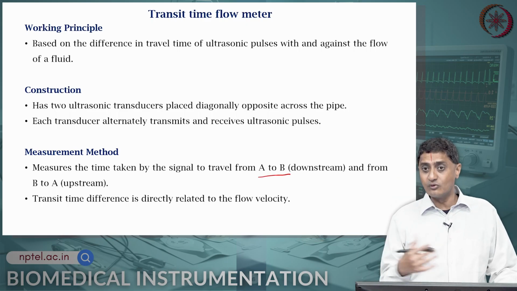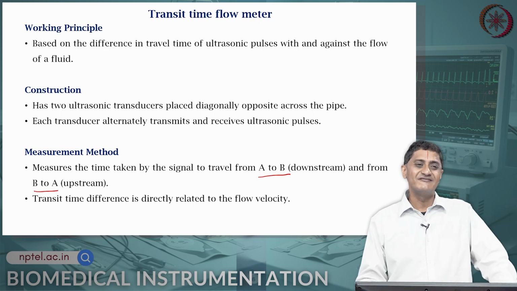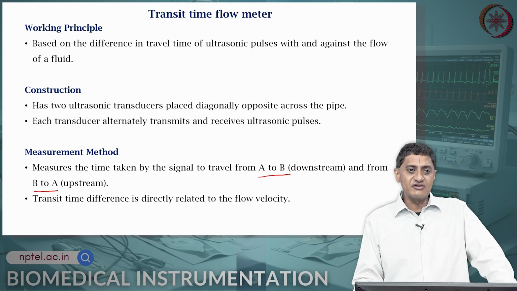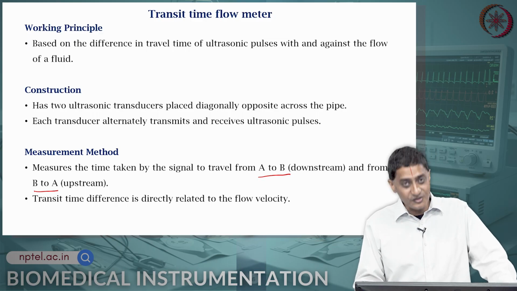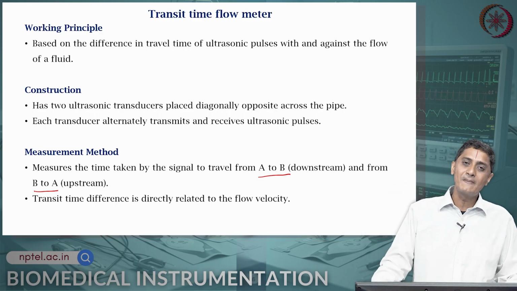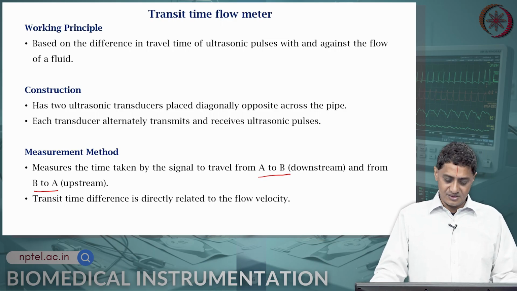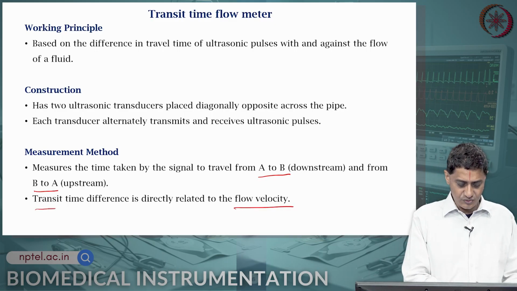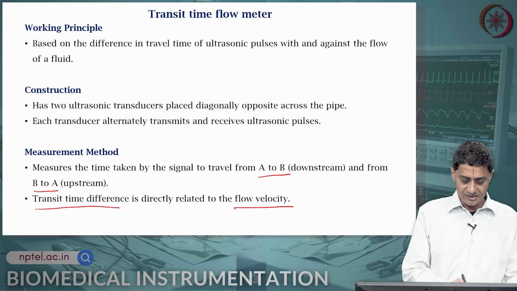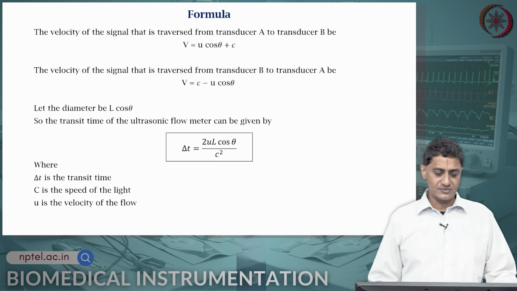The travel time from A to B downstream and from B to A upstream varies. Not just the direction of flow, depending on the direction of flow and the velocity of flow, there will be a difference in the transit time that can be directly related to essentially the flow velocity. So, I measure the transit time and I try to relate it to the flow velocity.